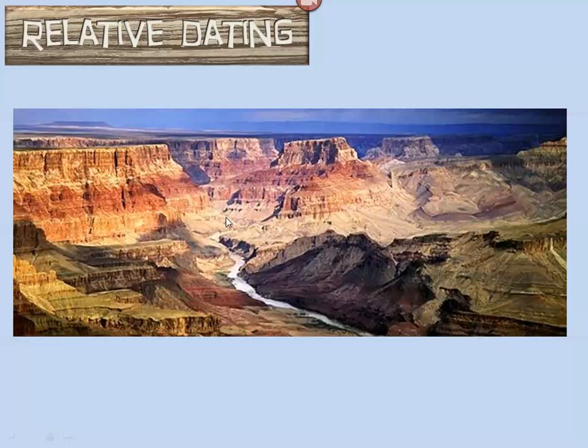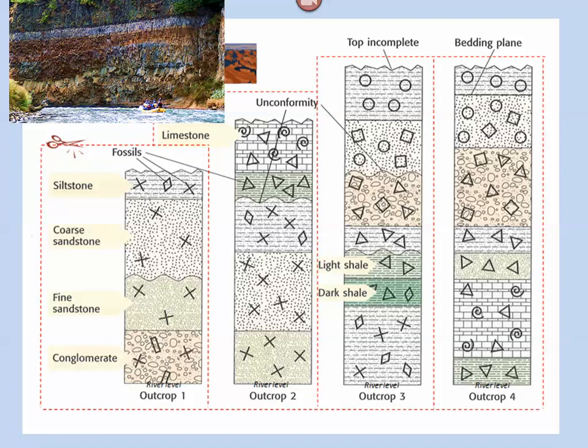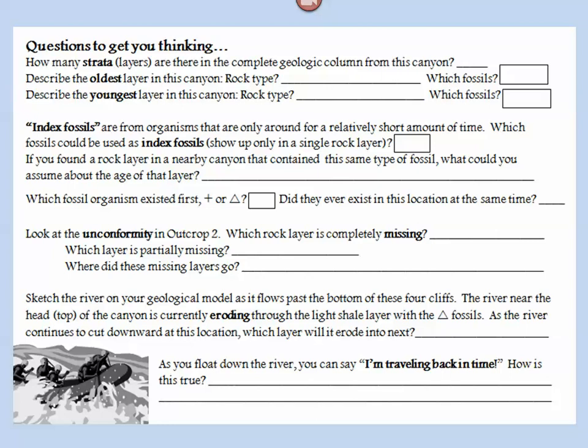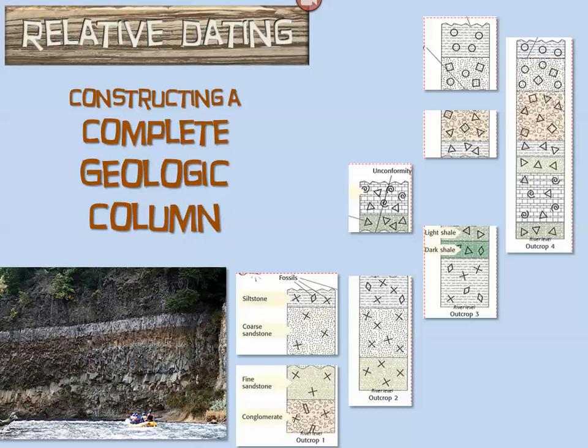So, what we did in class, we took an example of four different cliff outcrops, and we imagined that we were floating down a river in eastern Oregon, and we basically looked at these four outcroppings and tried to arrange them into a complete geologic column, and then answered some questions on that. So you can find that assignment and those things to print out online, and I encourage you to pause here and give that your best shot. Let's take a look then at what that comes up with.